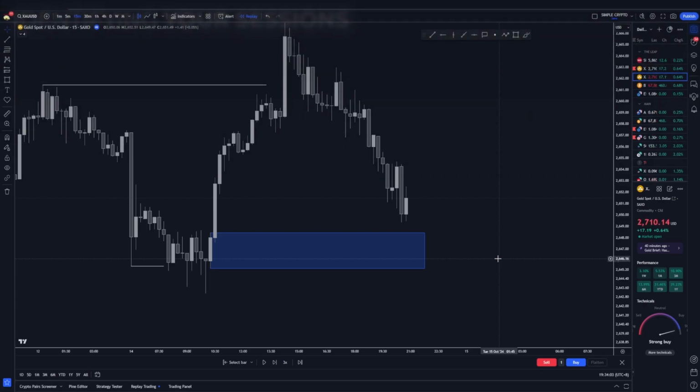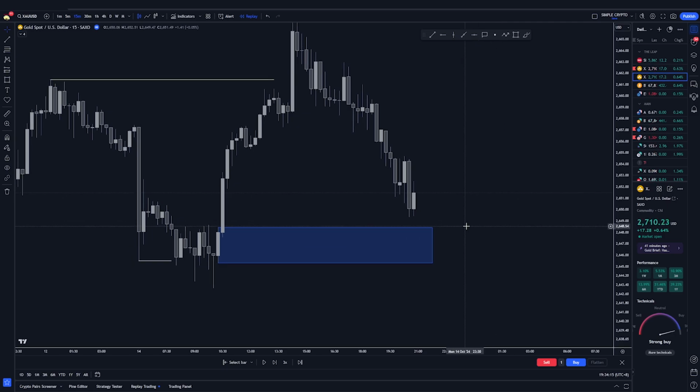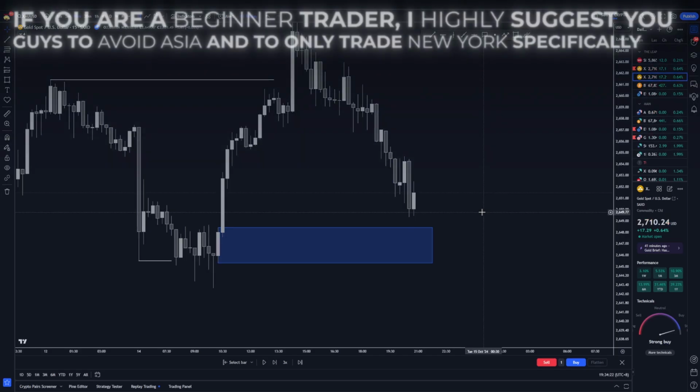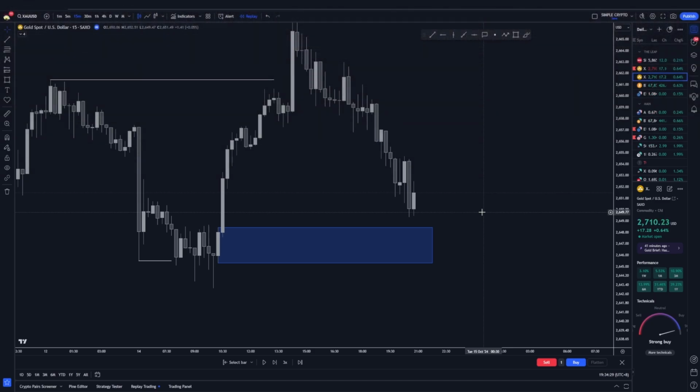Now the third step is gonna be identifying your sessions. Being able to identify your session is very crucial, because I'm sure that you guys do know within this entire series that I always preach to avoid trading Asia. I know there's some people that are able to make money during Asia, but I myself find that the volatility of Asia is not that good. If you are a beginner trader, I highly suggest you avoid Asia and only trade New York specifically. So New York or London, but New York will always take the number one spot.